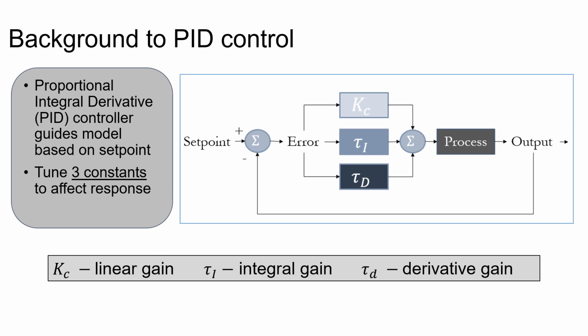Those 3 constants are linear gain, integral gain, and derivative gain. The equation, which is the velocity PID algorithm, is not shown here. But in general, linear gain makes adjustments based on the ratio of error. The integral gain adjusts for how long the error has been in play, and the derivative gain makes some adjustments based on how rapidly the error is approaching 0.